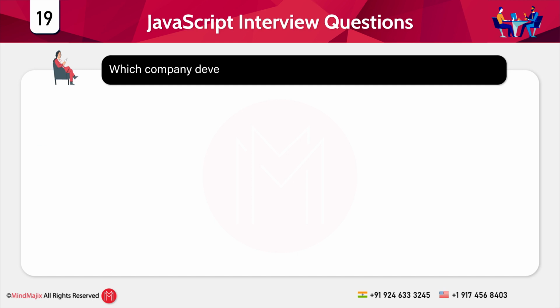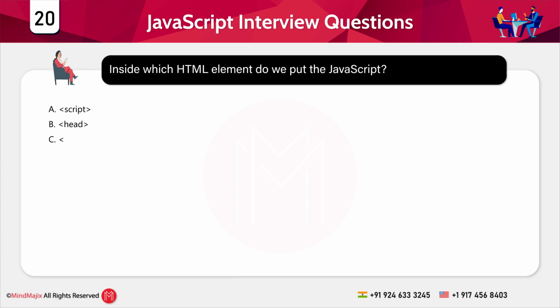Which company developed JavaScript? Netscape, Bell Labs, Sun Microsystems, IBM. So the answer is A. Netscape is the software company who developed JavaScript. Next question. Inside which HTML element do we put the JavaScript? Script tag, head tag, meta tag, style tag. Answer is A, script tag. Script is the element where we can put the JavaScript code.